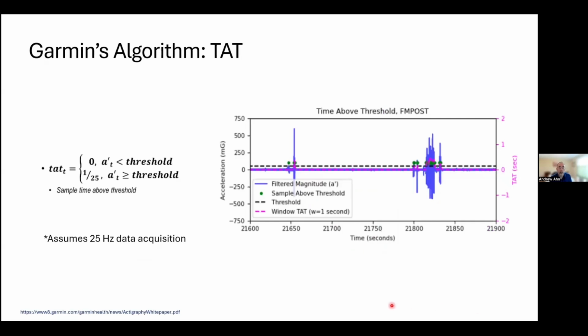Garmin's time above threshold implementation is really simple. When acceleration exceeds the set threshold, the TAT value is assigned 1/25. And this fraction isn't really arbitrary. It's directly related to the 25 Hertz sampling rate, effectively converting each above-threshold data point into a time measurement of 1/25 of a second. So obviously, if you change the sampling rate to like 50 Hertz, then this would have to be 1/50 seconds.